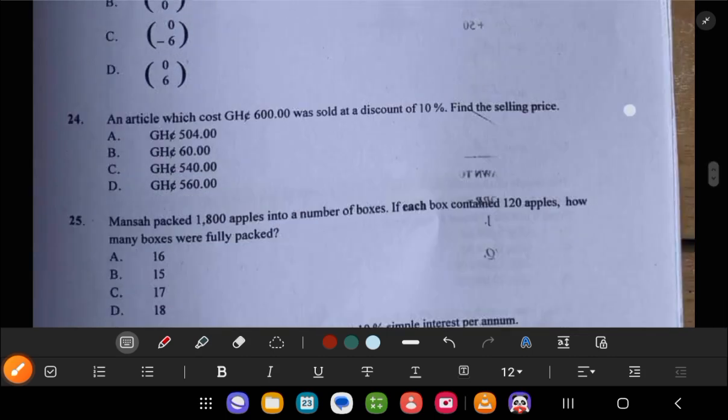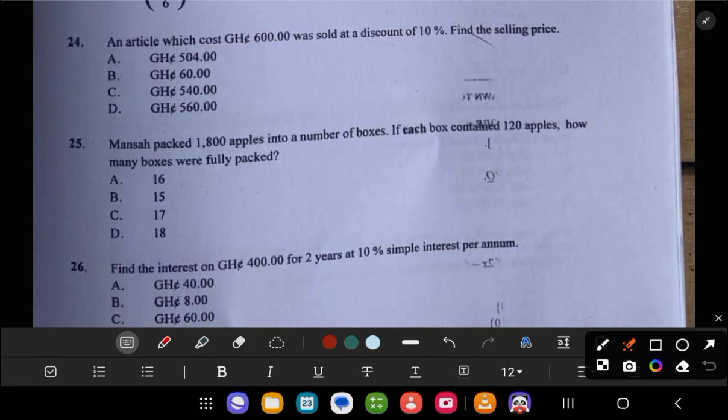Then question 24. An article which cost 600 cedis was sold at a discount of 10%. Find the selling price. Now, when it comes to questions like this, I like to make it very practical so that you understand. And I don't like to use formulas for this because, you know, sometimes the questions are such that the formula will fail you.